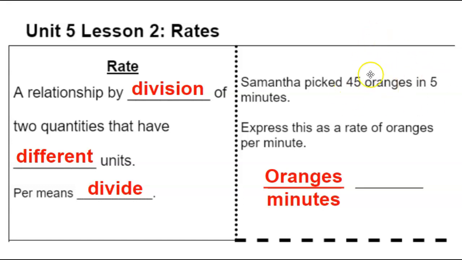So according to up here, it says Samantha picked 45 oranges. So our oranges would be 45. And it was in 5 minutes. So our minutes is 5. And there you have a rate. This is basically copying what they tell you and filling in the spaces.